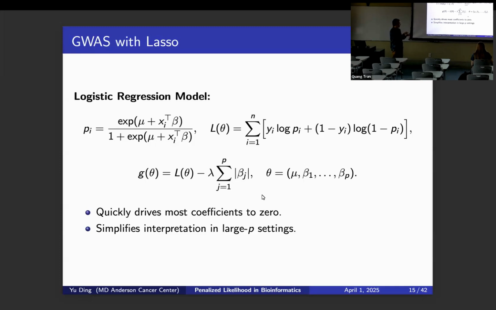We need to interpret each of those large P terms. But with the help of lasso, we only keep a small subset of the genes or predictors. Then we can largely simplify the interpretation of our model.